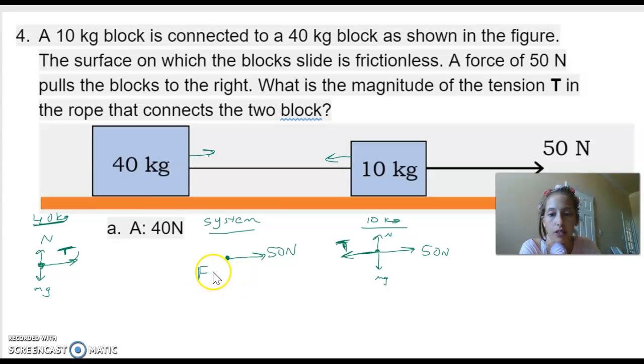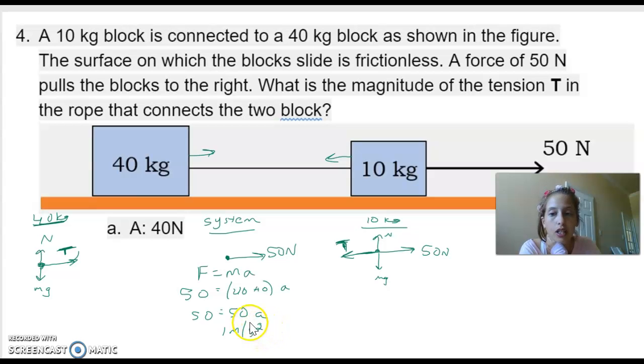So let's do F equals ma to figure out how fast the system is going. Well, the net force is 50. The total mass of the system, you have to add those up. So 40 plus 10, that's 50. And that'll get us our acceleration. So the acceleration is 1 meter per second squared.